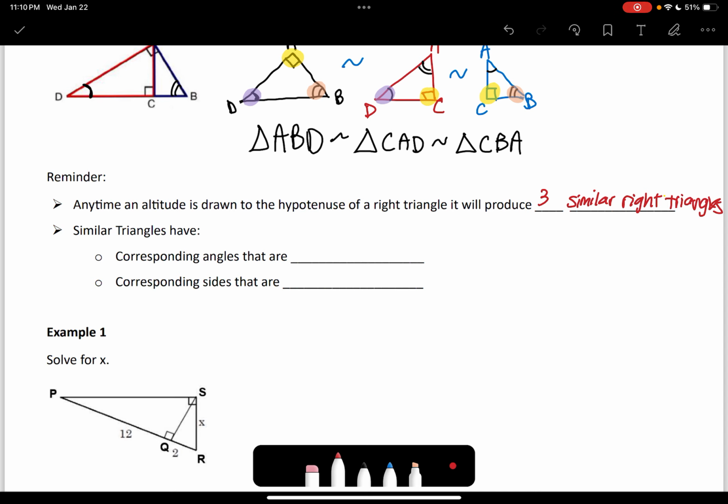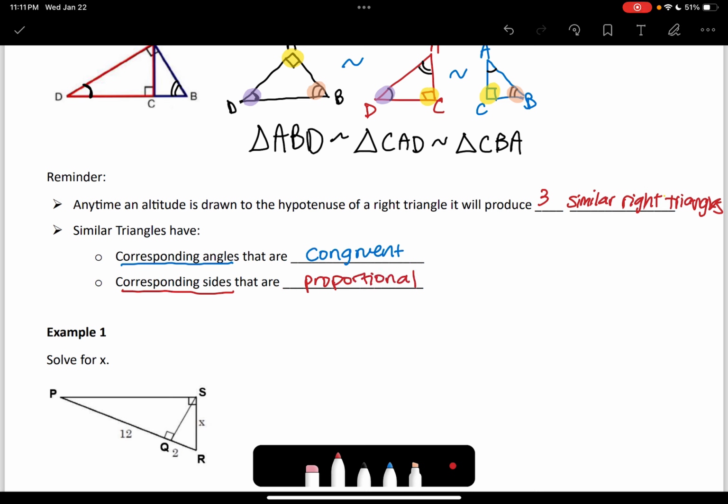So anytime you got an altitude drawn to the hypotenuse of a right triangle, it's going to produce three similar right triangles. And we also need to recall that similar triangles have corresponding angles that are congruent, like we just mentioned a little while ago. And it's also noted that corresponding sides of similar triangles are proportional, right? And we use these proportions to solve for missing sides from chapter 7.